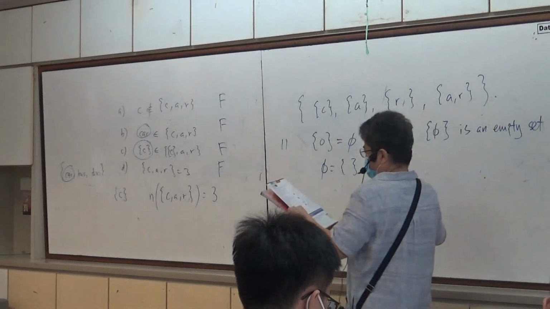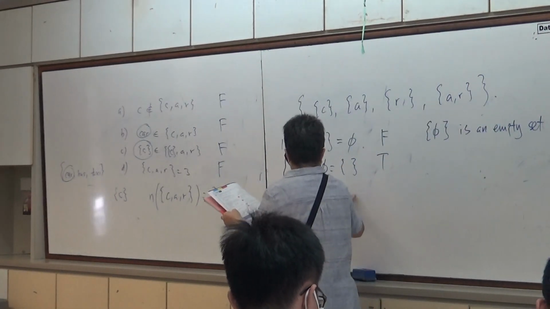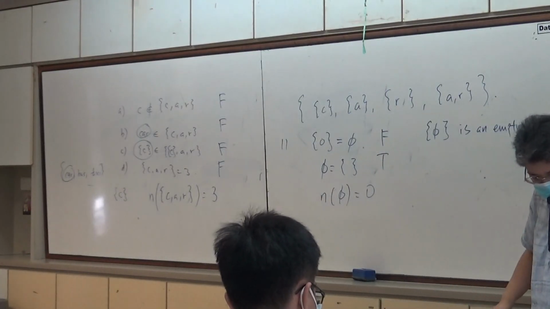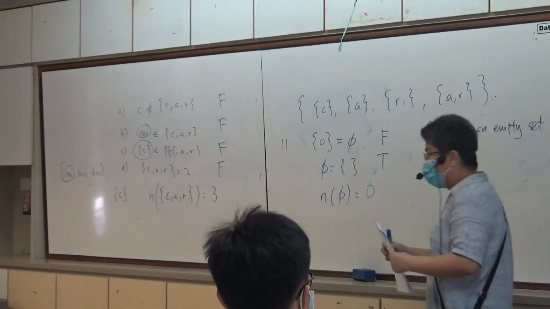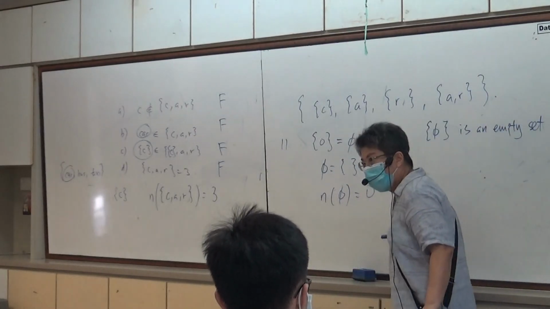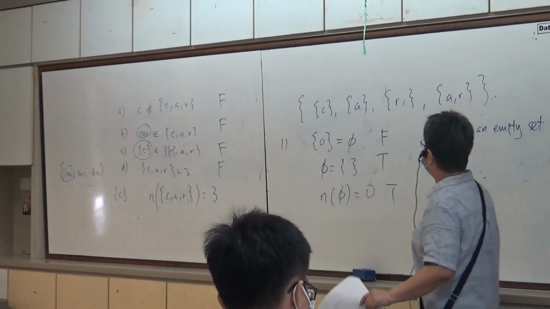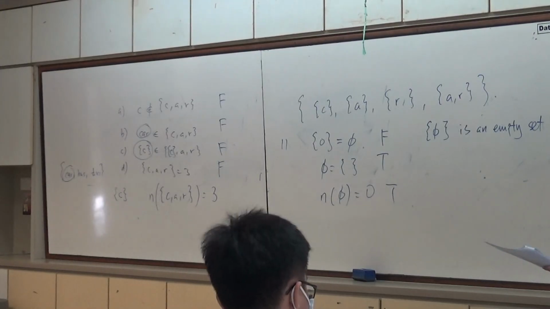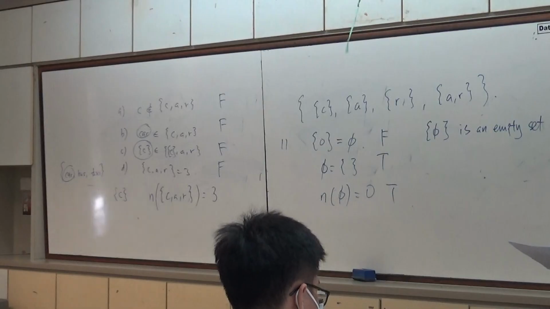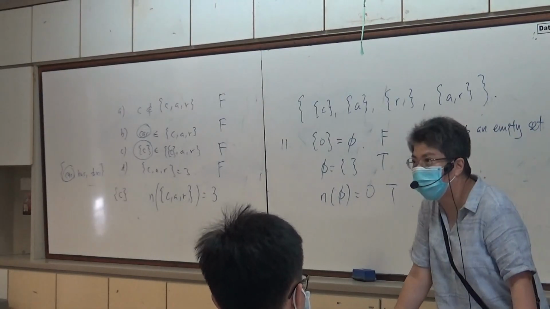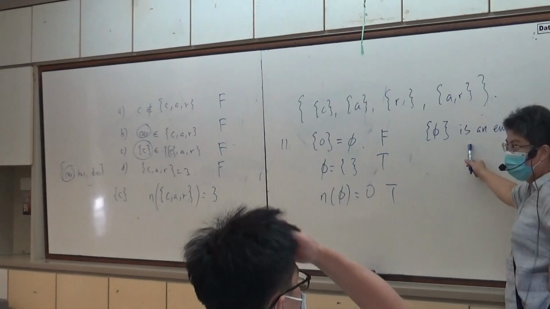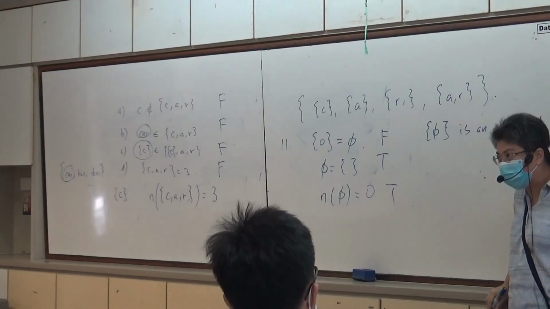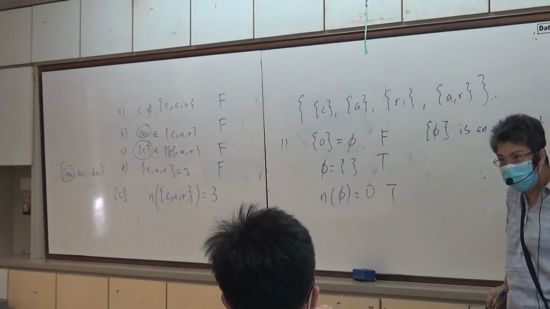Okay. Part D. You tell me correct or wrong? Wrong. True. The number of elements in the empty set is 0, correct? No. This is true. The number of elements in the empty set is 0. It's different from this, you know. Understand? This one means this set has got the empty set itself. Everybody clear now?